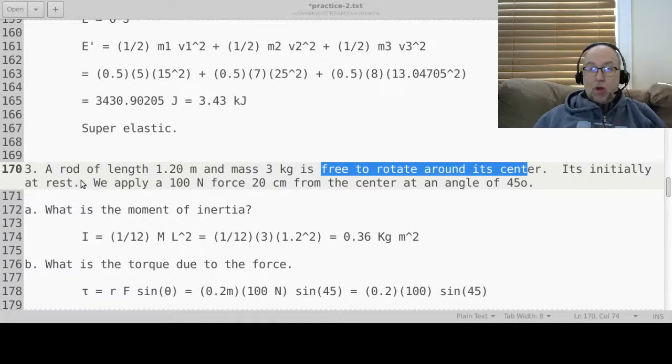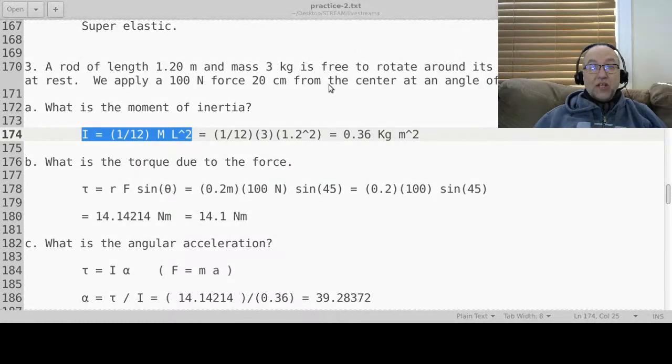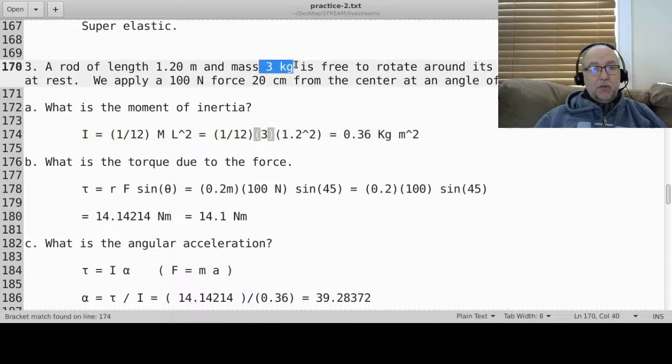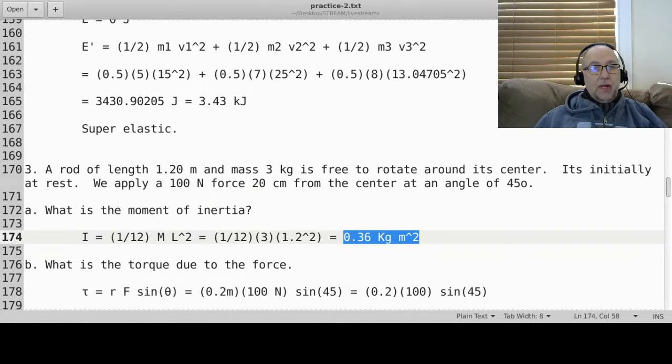So I have a rod, I give you its length, I give you its mass, and I tell you that it rotates around the center. And then I can ask the question, what's the moment of inertia? So how do you get that? Well, the formula for a rod rotating around the center is I equals 1/12 ml squared. The mass I tell you is 3 kilograms. The length is 1.2 meters. And so it's very simple. It just turns out to be 0.36 kilogram meters squared. Okay, so let's continue reading the problem.